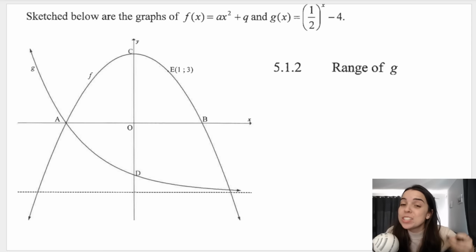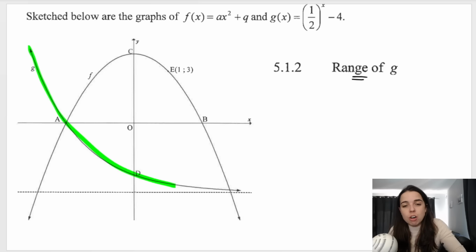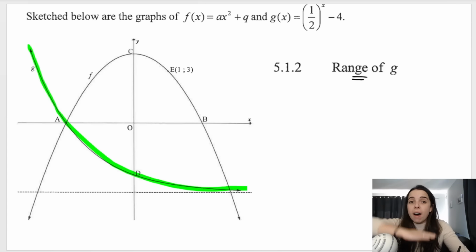Our next question wants the range of g. Now, if you watch my domain and range video, you will know that the range is all the y values. So remember, range with a g in it is all the y values. That's how I remember it. And domain is all the x values. They want the range of g. So you need to look at g. You need to consider where the function exists for all the y values.